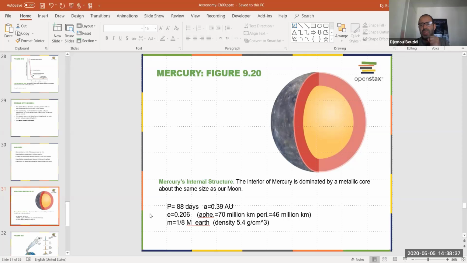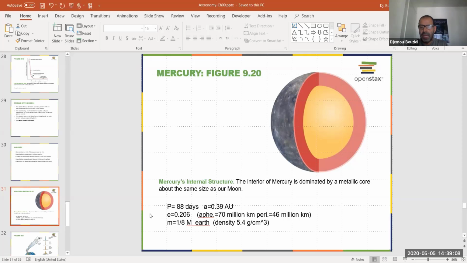It's so eccentric compared to, for example, Earth. The Earth is 0.0167 or something. This is much bigger, so it's much more eccentric. So at some point, it's very far away from the sun, as much as 70 million kilometers, versus very close at some point when it's near, at 46 million kilometers, the so-called perihelion and the aphelion. So this is some of the big picture in terms of the planet Mercury, in terms of its big characteristics.